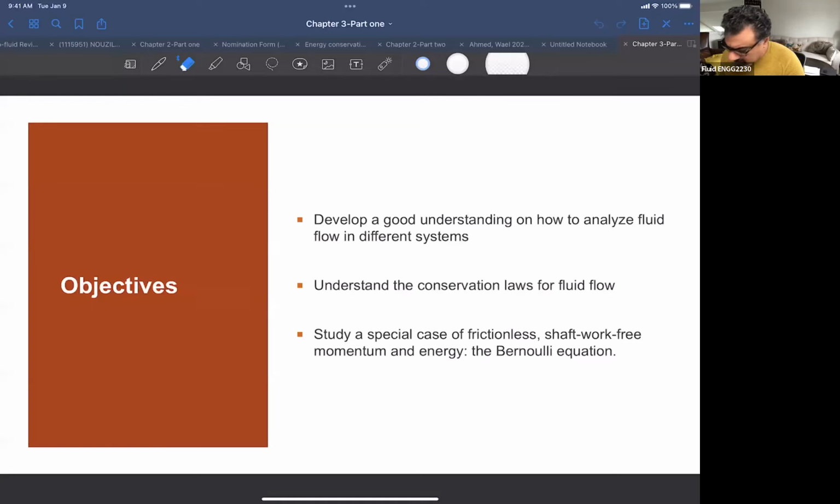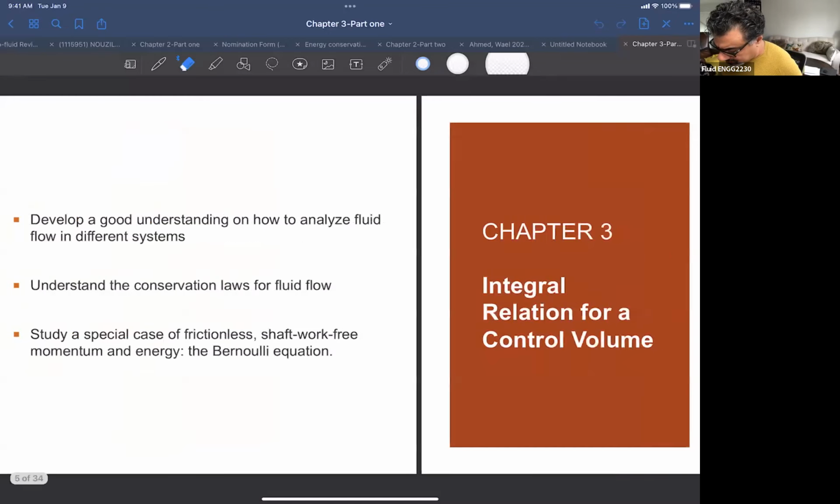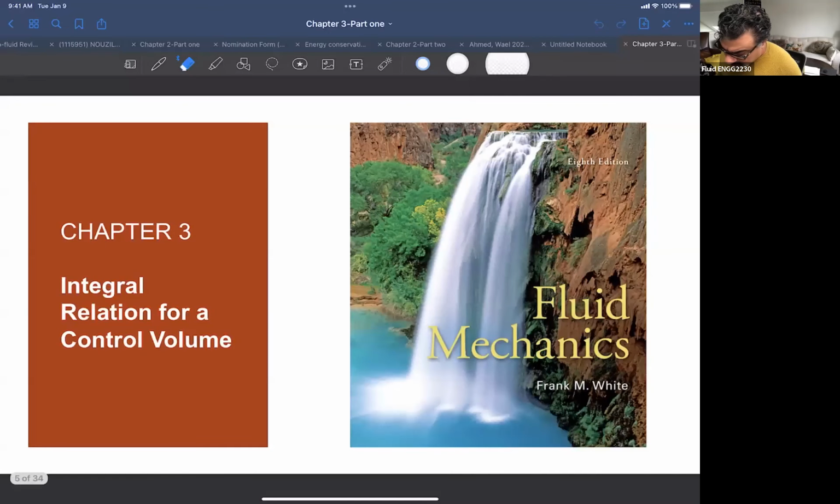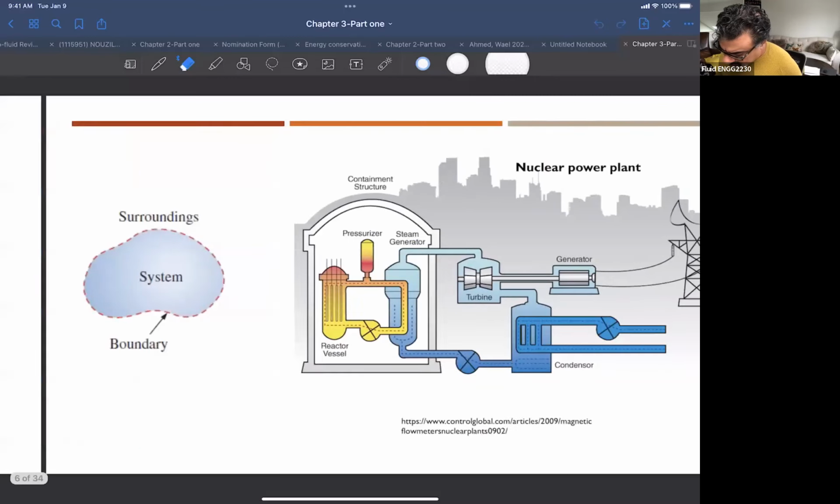Okay, and then we'll look at what we call a special case of this analysis using a simple frictionless model, like assuming the fluid is ideal, there's no friction, right? How are we going to deal with momentum and energy analysis for this? And we're going to develop something called the Bernoulli equation for that. Okay, so I'm using the material from Frank White in this case.